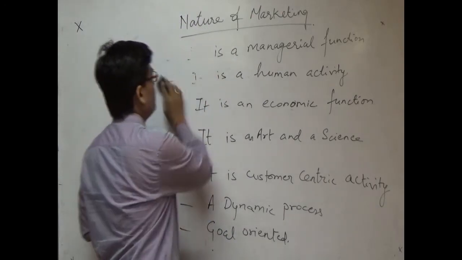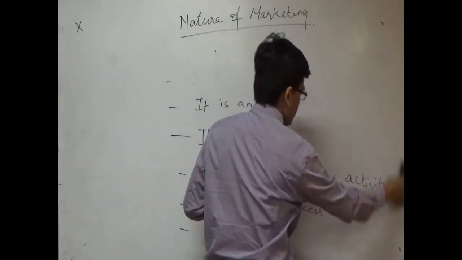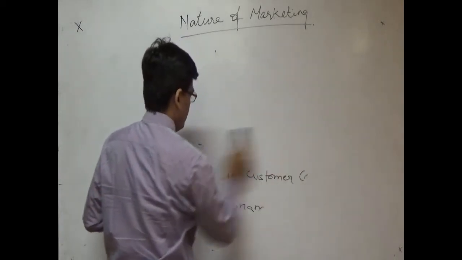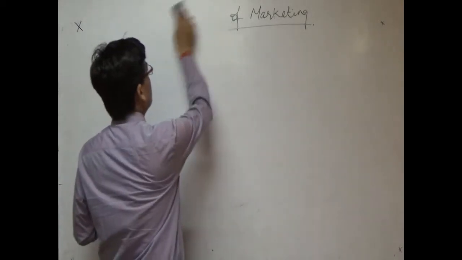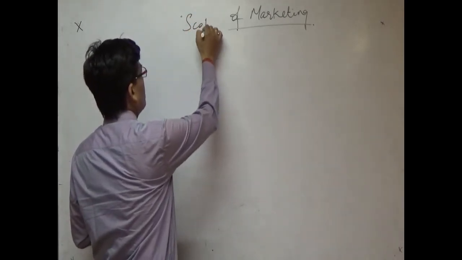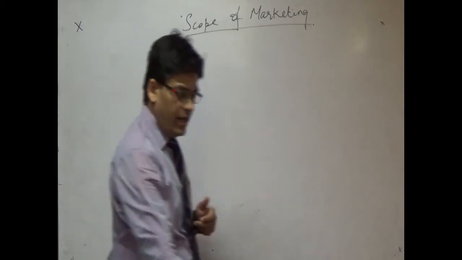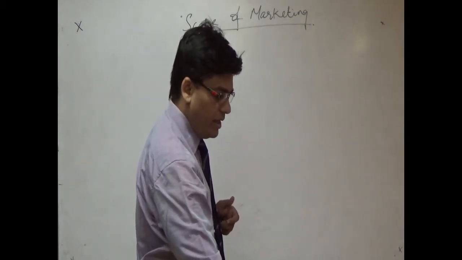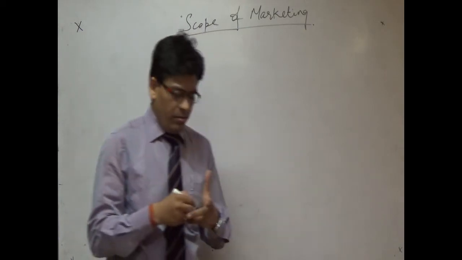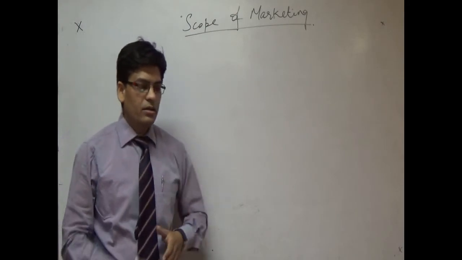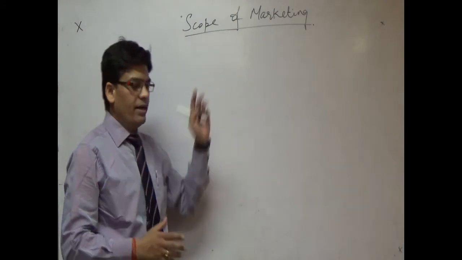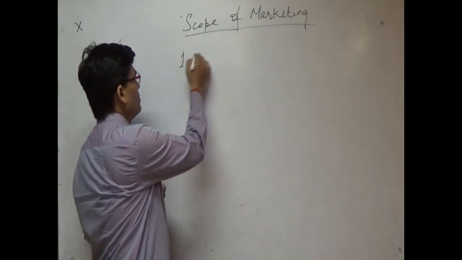Now, the next topic that we are doing today is the scope of marketing. According to Philip Kotler, the scope of marketing lies in 10 types of entities. First is goods.